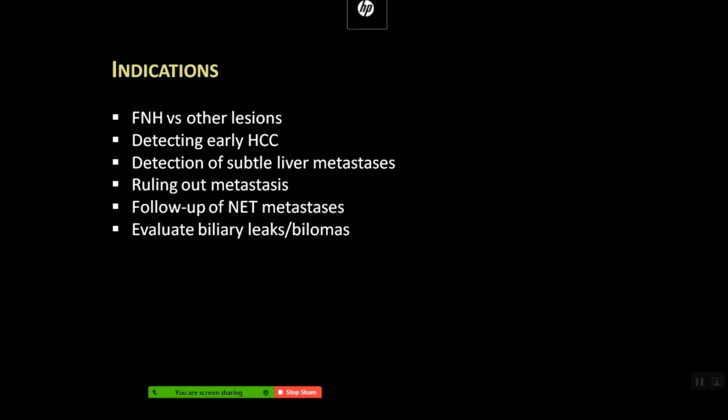And last thing, to evaluate for bile leaks or bilomas, right? When you're not sure whether a bile leak is there or not, you give the contrast and you see contrast in a collection, then you know there's a bile leak. Okay, so that's about the technique of scanning.